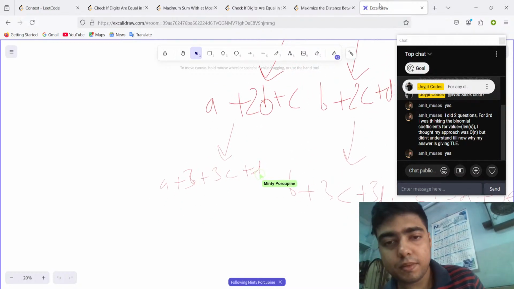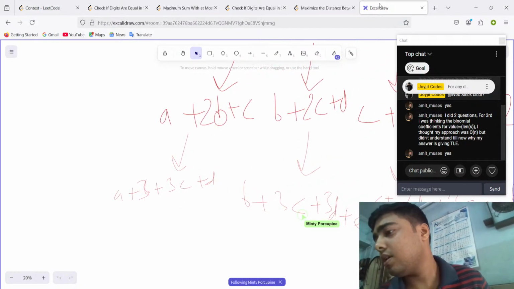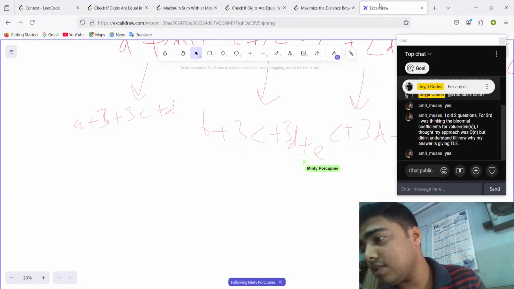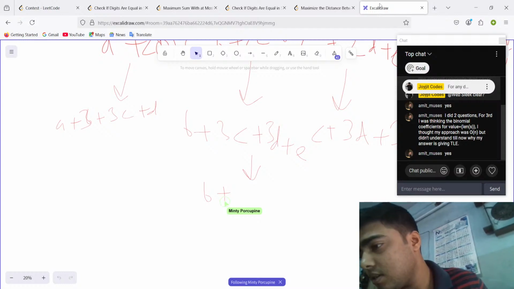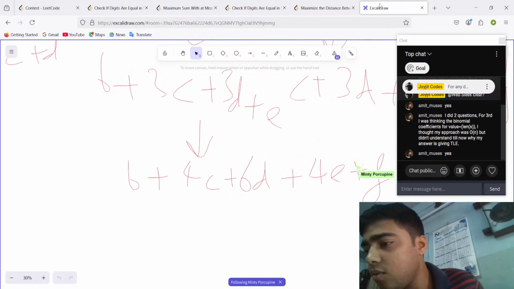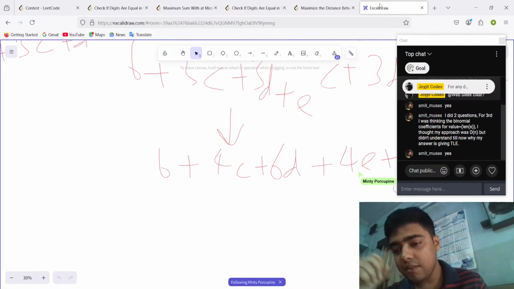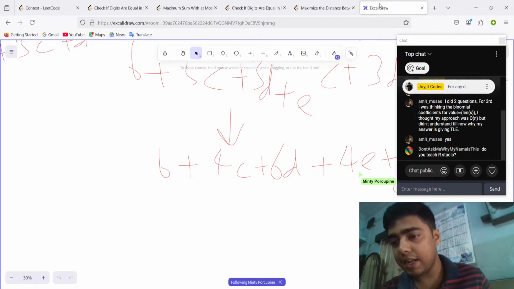Clear? Now what happens after this? After this, this becomes B plus 4C plus 6D plus 4E plus F. So you can notice one thing, that whatever the pattern is in one element, the same pattern is repeated in the next element.